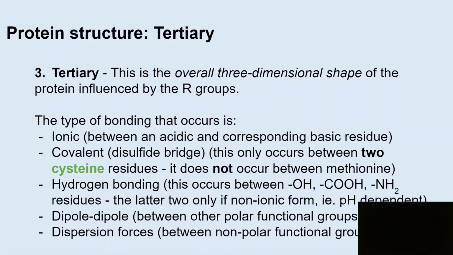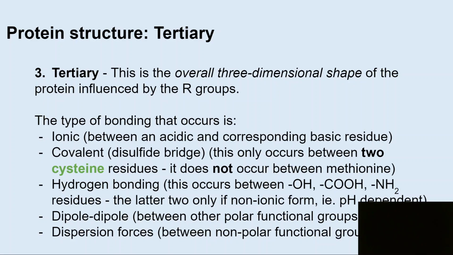Hydrogen bonding can occur between OH, COOH, and NH2 residues, the latter two in their non-ionic form. So at neutral pH, yes, you get the zwitterion on average, but the R group remains as COOH or NH2 at pH 7. But it is pH dependent on whether hydrogen bonding or ionic bonding is going to occur.